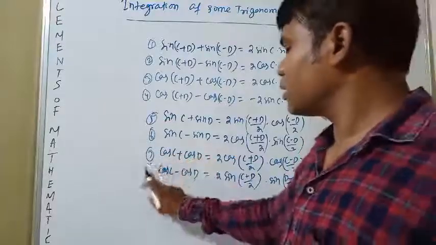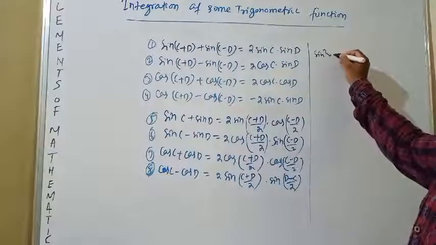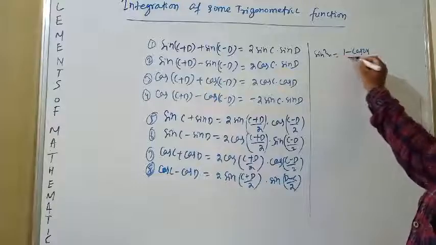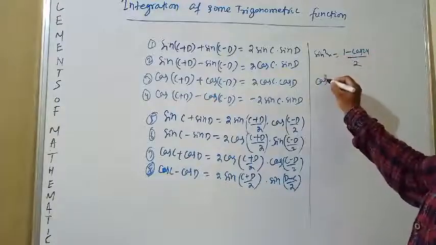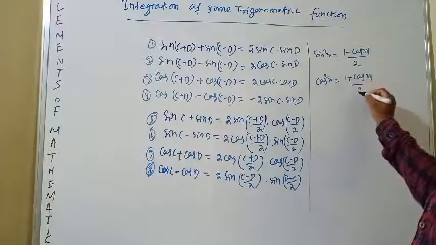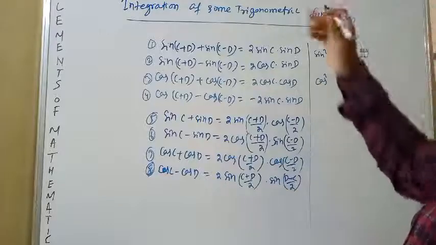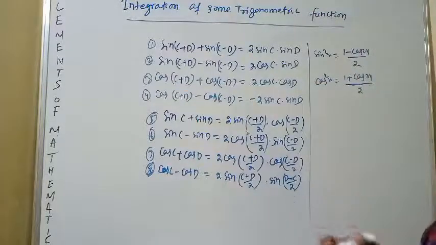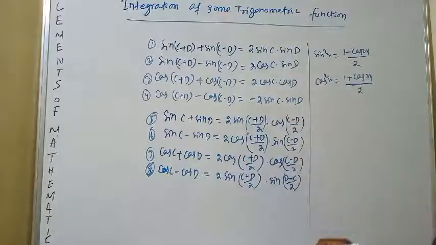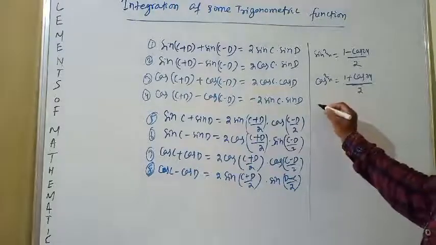Sin squared x is equal to (1 minus cos 2x) by 2. Cos squared x is equal to (1 plus cos 2x) by 2. These formulas are required for integrating some trigonometric functions. Apart from this, more formulas are required.